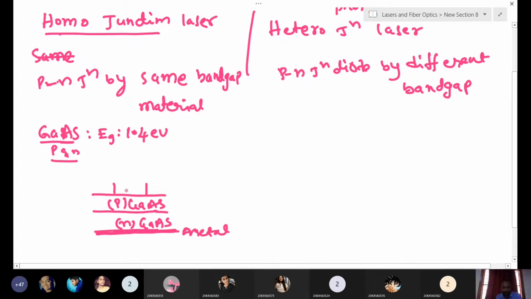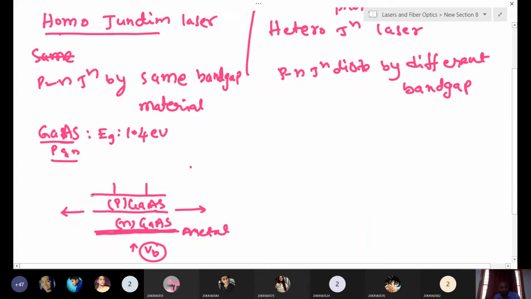Here what happens, when you give some energy to the semiconductor, a biasing voltage, these electrons and holes will recombine in the depletion region. Once they recombine, it emits the photons, right? There is a chance of emitting photons this side and along the front side and back side, along the junction. We want only one direction, right?